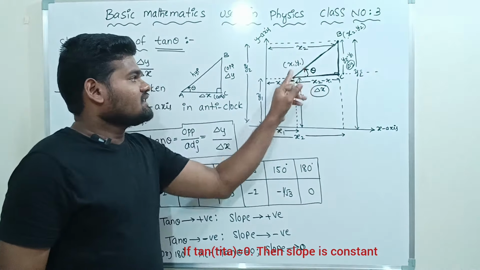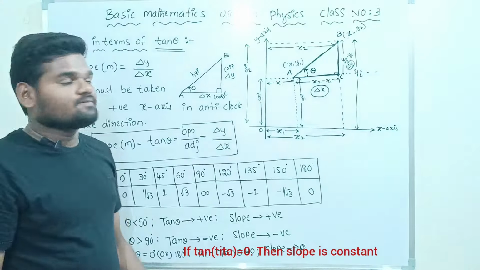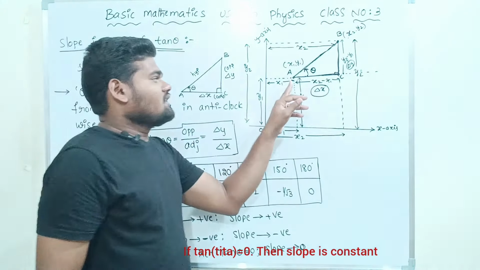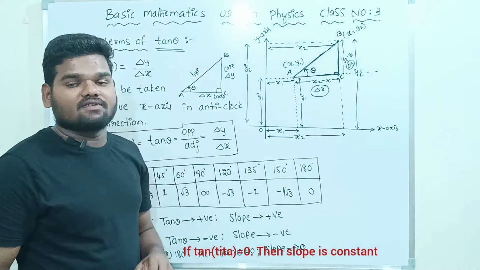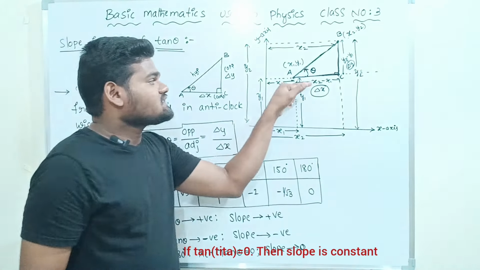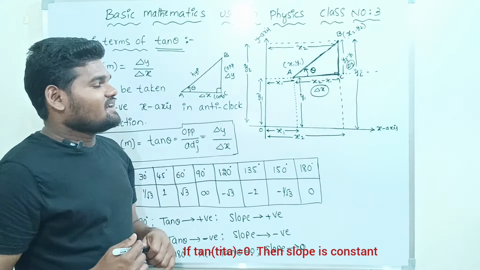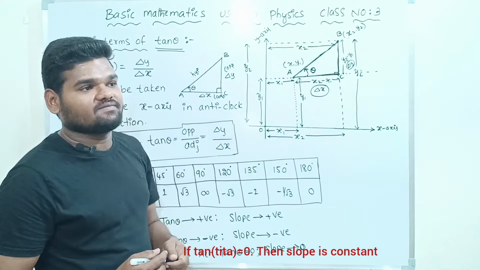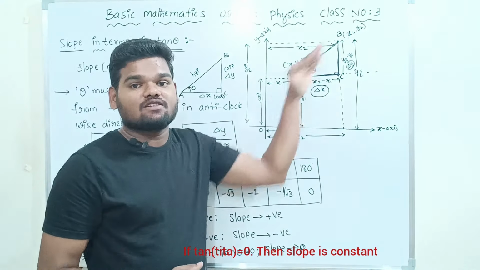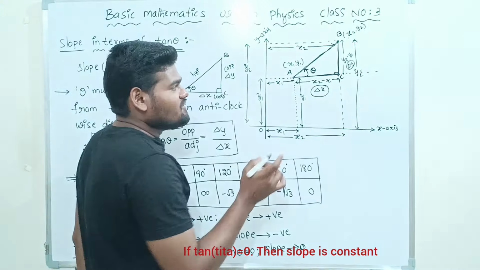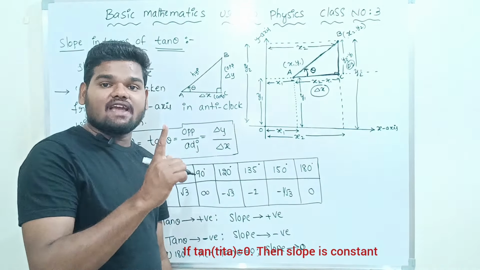Have a look. In this given diagram, whatever the slope made by points A and B, is that slope positive or negative? Say once. It is a positive slope. That means, how can we say positive slope? When theta is less than 90 degrees, then we say that slope is a positive slope.